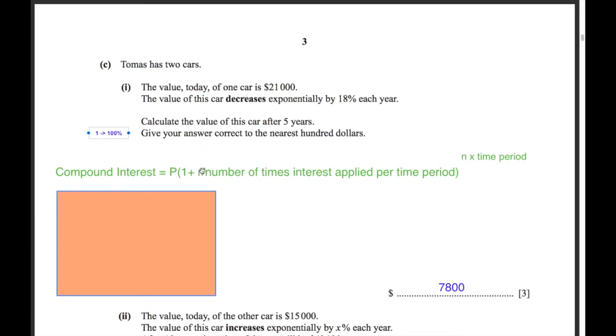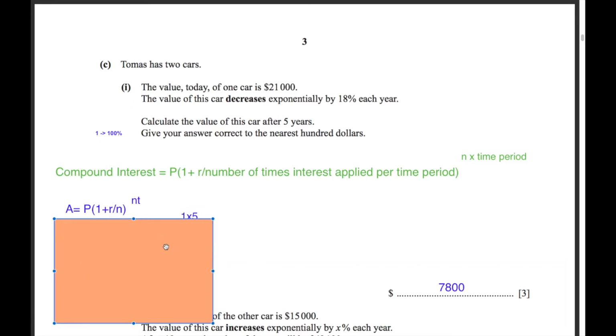So 1 plus R, which is the rate in decimal, divided by the number of times interest is applied per time period. In this case, it's going to be 1 because we're talking about each year. But if they said each month, for example, it's going to be divided by 12 because there's 12 months in a year. Or if it was in weeks, it would be 52 weeks in a year, right? So it's going to be divided by 52. And then N, the number of times interest is applied per time period, times the time period, which is, well, 5 years.